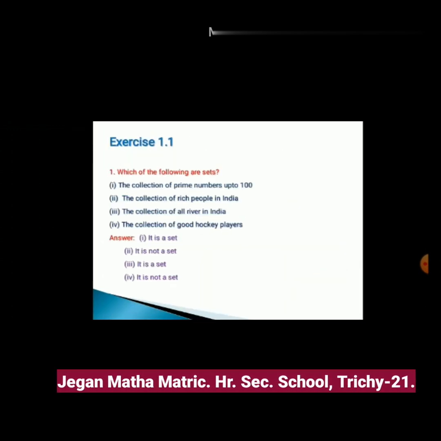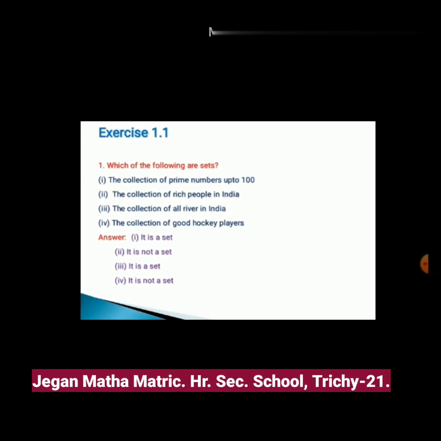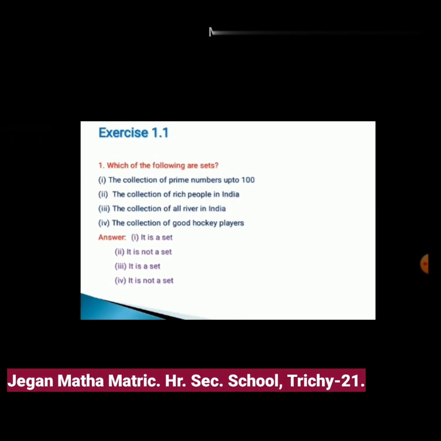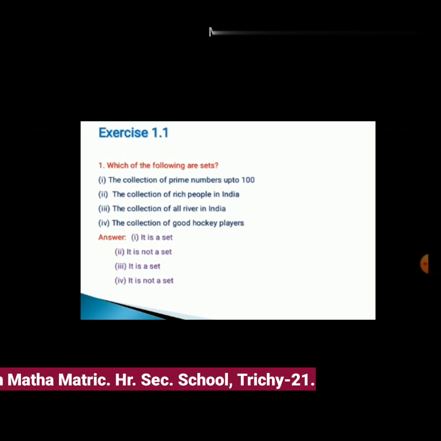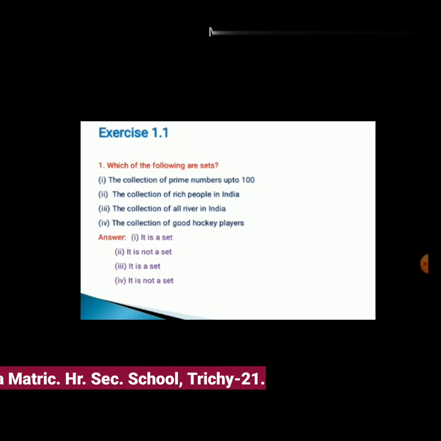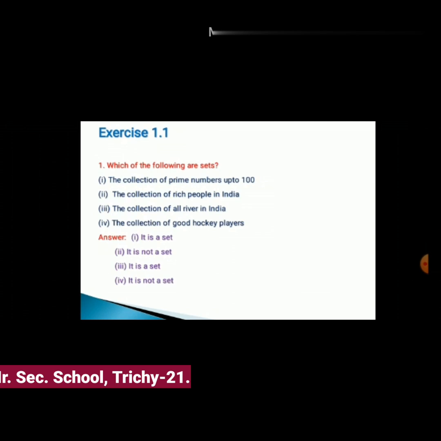Now we are going to discuss exercise 1.1. The first question is, which of the following are sets? The collection of prime numbers up to 100. This statement is well defined. It is a set. The second one, the collection of rich people in India. We can't define who is rich, who is poor. So it is not well defined. So it is not a set.